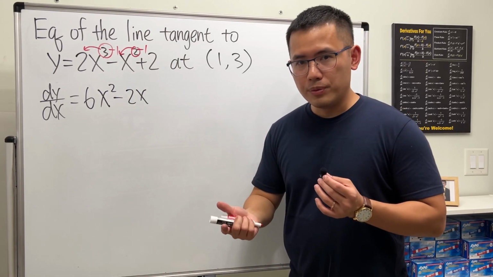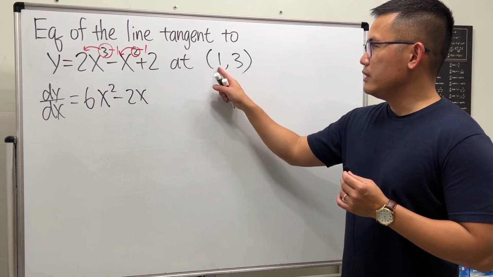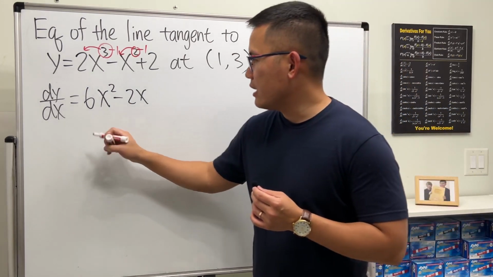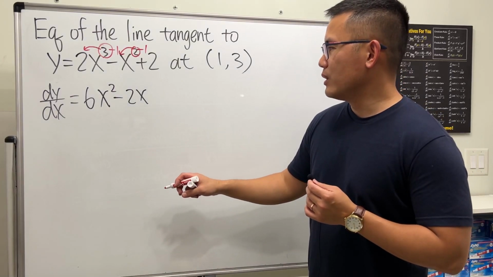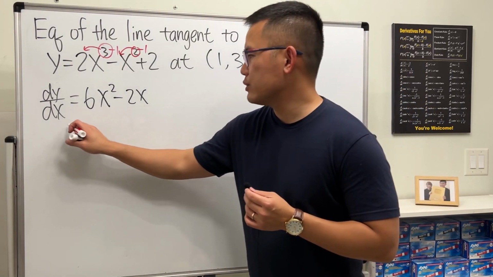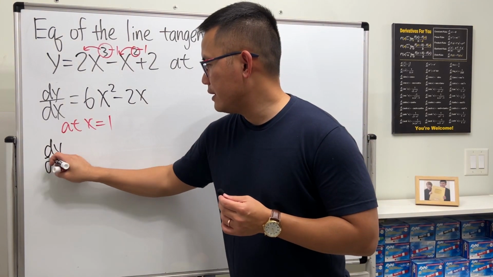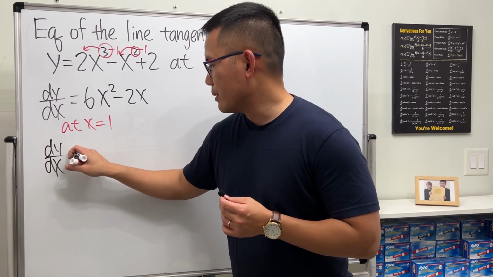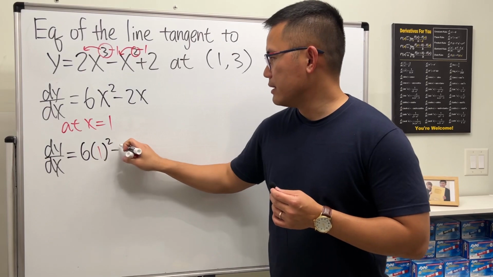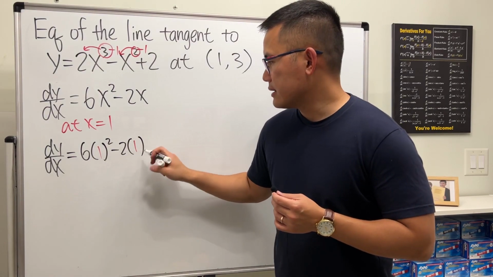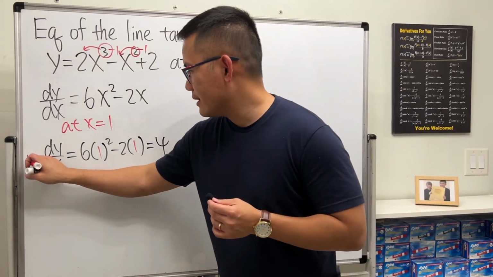But the slope is a number. We need a derivative at what point? Here, the x value is 1. So I have to let x equal to 1. And here's the notation that if you would like to use, I'll actually just say at x equal to 1. Let's just put that down. You know, dy dx. It's the slope. If you want, you can put down m. But this is just 6 times 1 square minus 2 times 1. And that's going to be 4. Right? So this right here is the m.